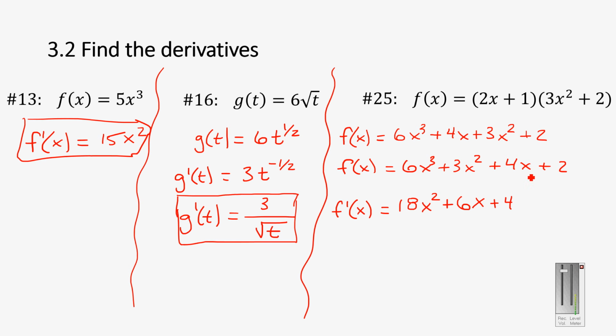So plus 4. I'm treating this like an x to the 1. 1 times 4 is 4, and then I subtract 1 from the power, becomes x to the 0. I could write this as 4 times x to the 0, but I know x to the 0 is just 1, so this just becomes 4. And the derivative of a constant is just 0, because, as an example, y equals 2 would have a slope of 0. So there's your final answer for number 25.